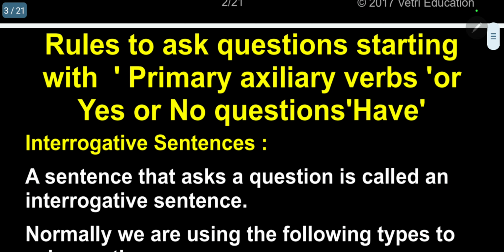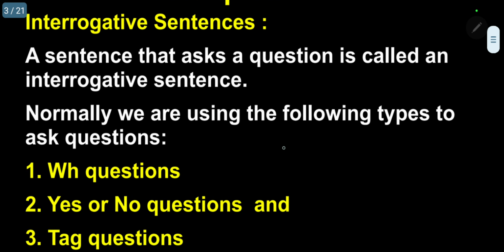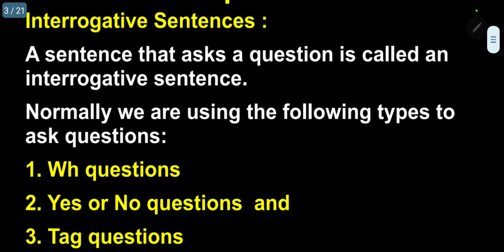When we ask questions, that I am calling interrogative, we have three methods. First, let me discuss what an interrogative sentence is. Kindly follow. A sentence that asks a question is called an interrogative sentence. Normally, we use the following types to ask questions in English: one is WH questions, number two, yes or no questions, and number three, tag questions.